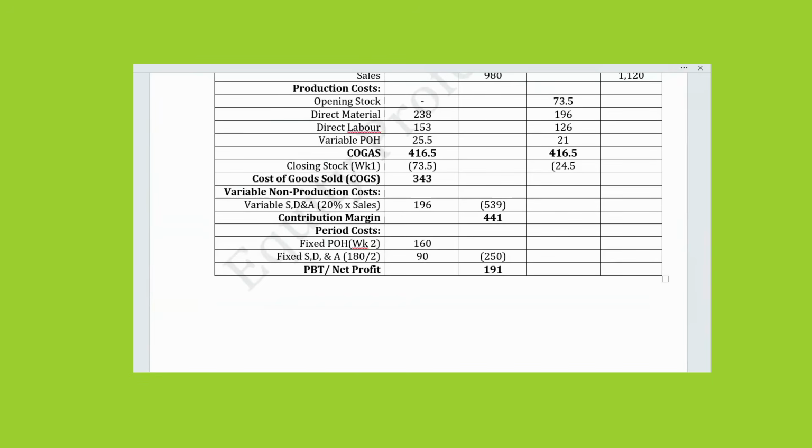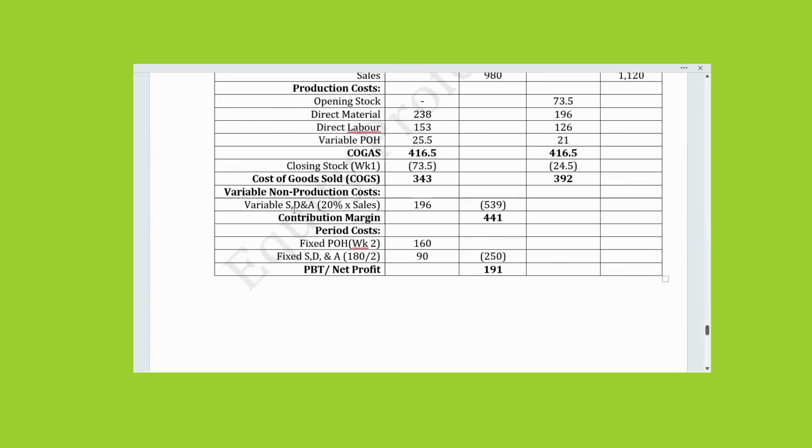24.5. You can see, like I mentioned the other time, it's straightforward, but it takes time to solve, especially when you are given more than one period. So give it to me. What's the difference? 416.5 minus 24.5. 392.